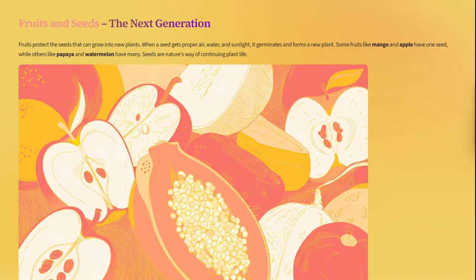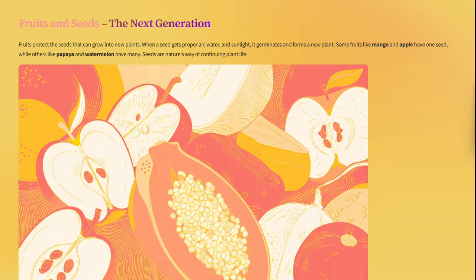Fruits not only protect seeds but also provide food for us and animals. Think of apples, bananas, grapes. They all come from plants that once had flowers. So next time you eat a fruit, remember, you're helping nature by spreading seeds that can grow into new plants.